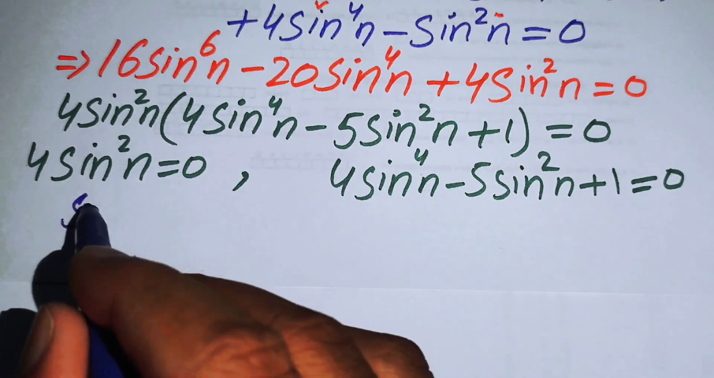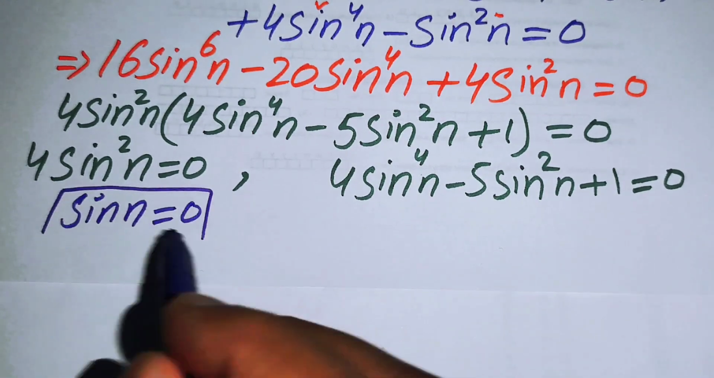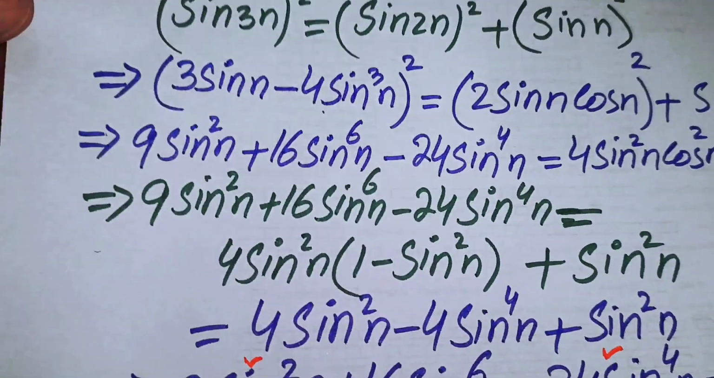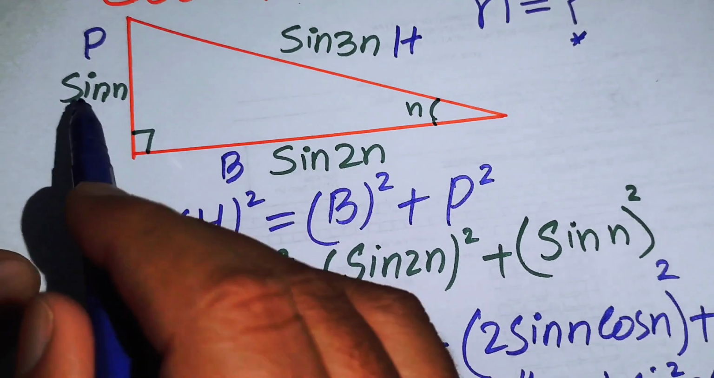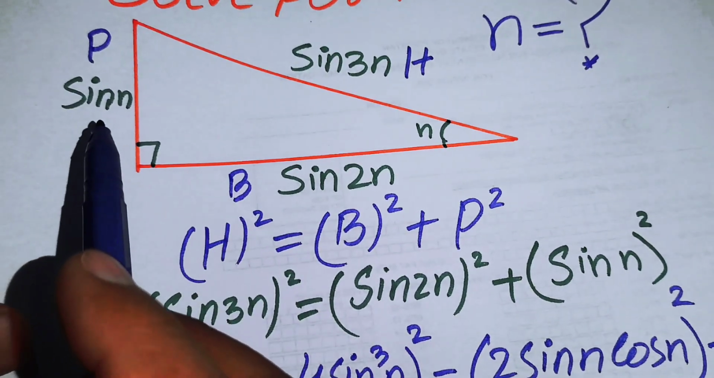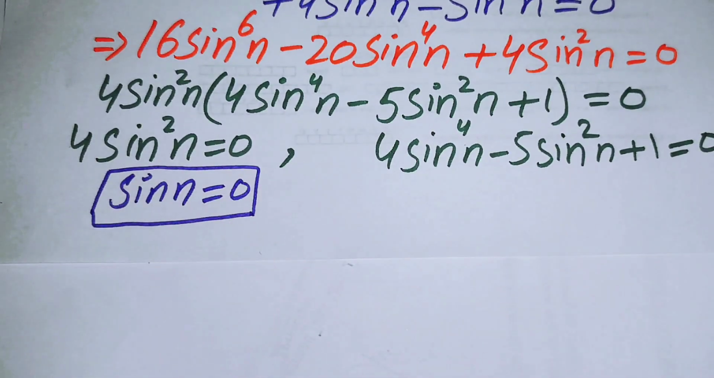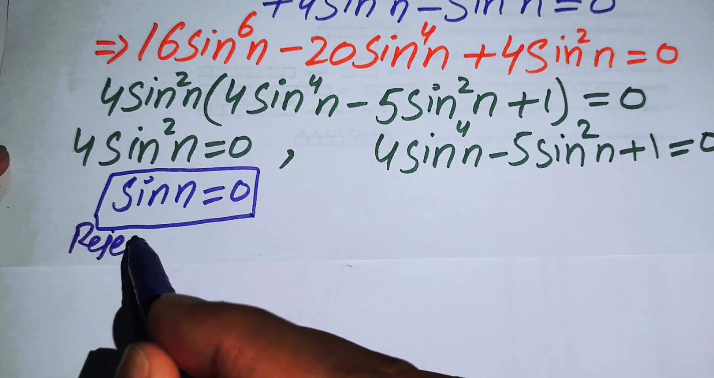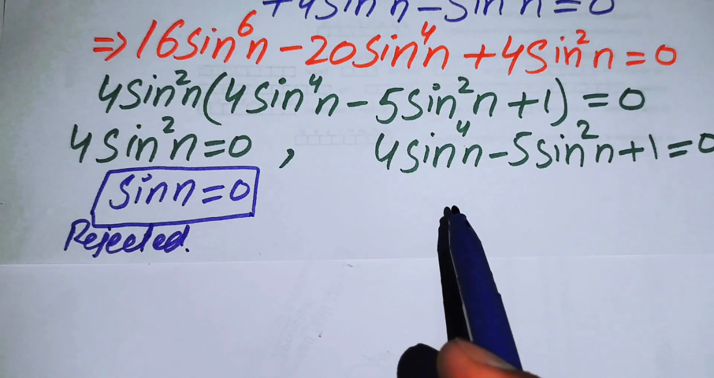In this case you will easily get sine of n equals 0, and you see here our sine of n is the perpendicular of our given triangle. So this is sine n, the length of a side of a triangle. You know that the length of a side of a triangle cannot be 0, so we will reject this case, and now we can proceed with the second case only.